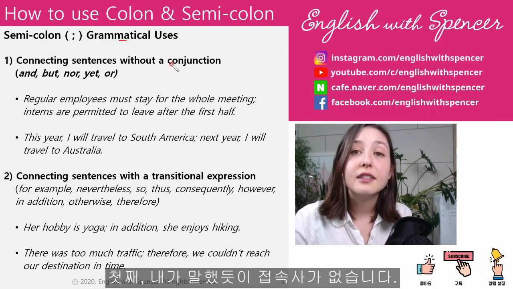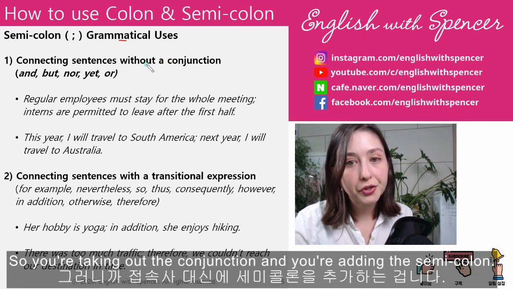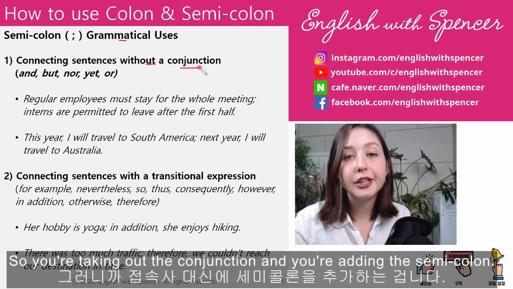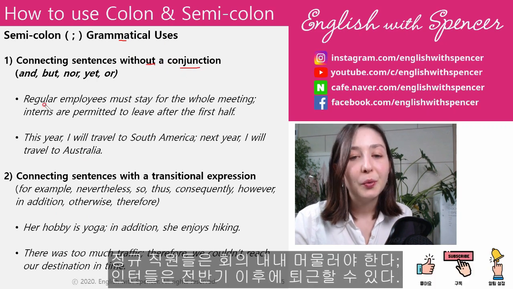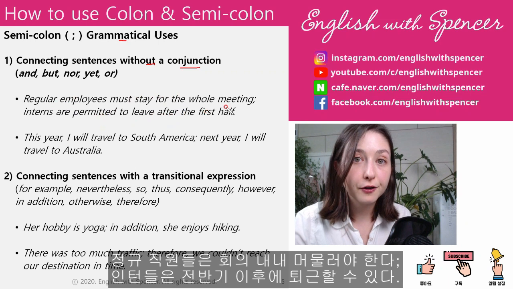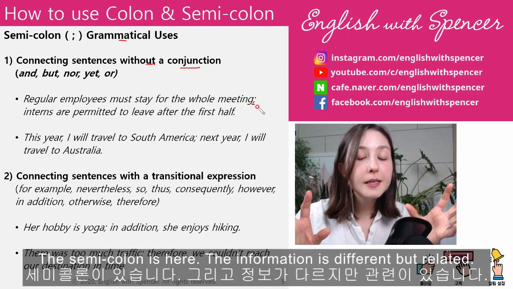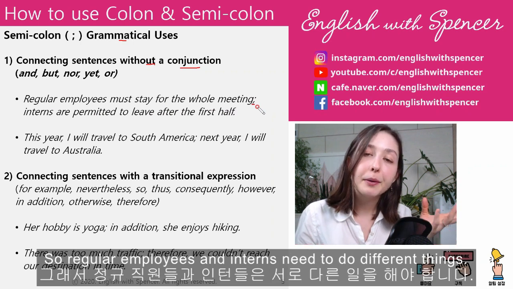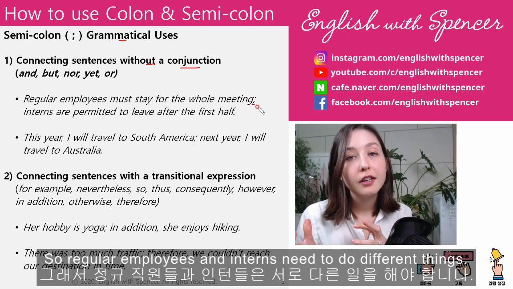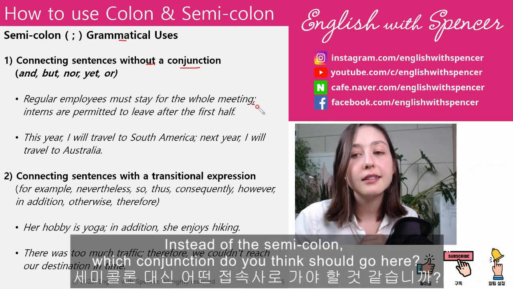First, like I said, is without a conjunction. So you're taking out the conjunction and you're adding the semicolon. Regular employees must stay for the whole meeting; interns are permitted to leave after the first half. The semicolon is here. Information is different but related. So regular employees and interns need to do different things.